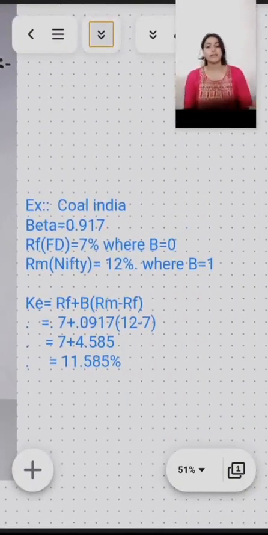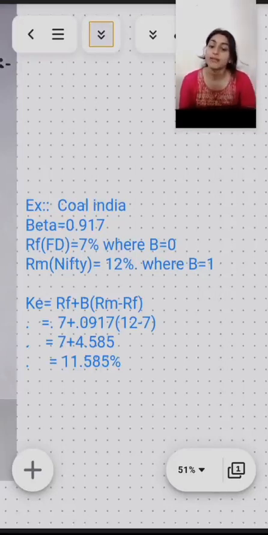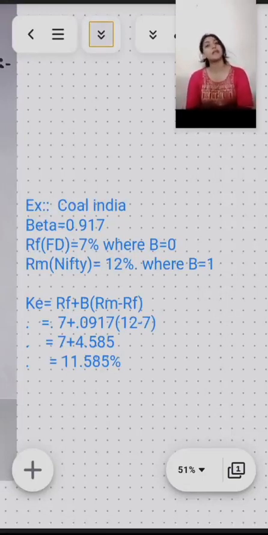Let's take an example of Coal India, and ask what is the minimum return the Coal India company must give to the equity shareholders. The beta of Coal India, we have taken as 0.917. The risk free, that is the fixed deposit, where beta is 0 and there is no risk, you're 100% sure that the amount is going to be received. For the fixed deposit, I have taken the risk free rate as 7%, and the return on market, that is the Nifty return, is 12%, where beta is 1.